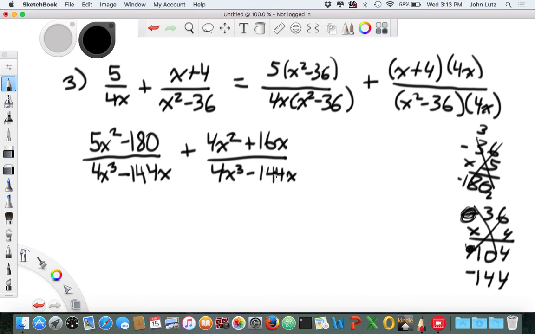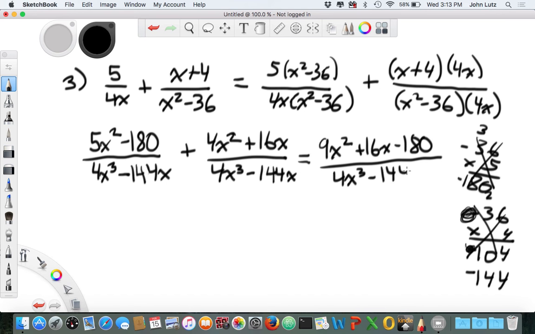Alright. Much better. Okay. So now we've got this common denominator, of course, and we just need to add these together. And the thing to remember about addition with polynomials is that it's super easy. I just combine my like terms. 5x squared plus 4x squared is 9x squared. Looks like these are not like terms, so I'm going to put plus 16x minus 180 over 4x cubed minus 144x. Alrighty, and that is how you do addition.